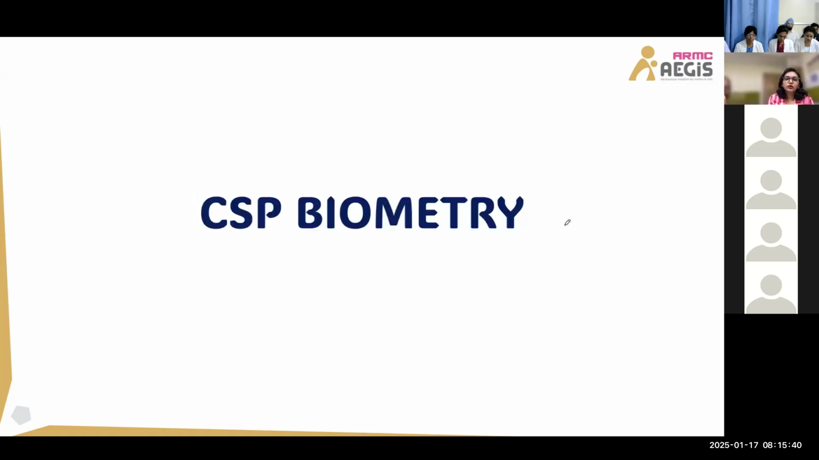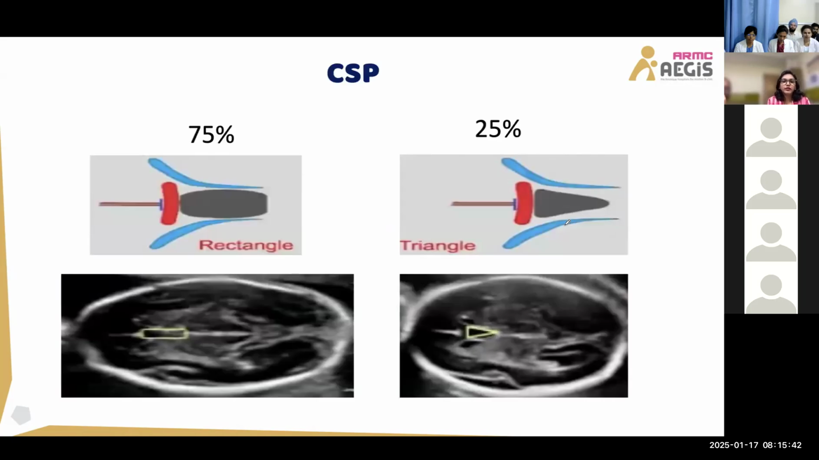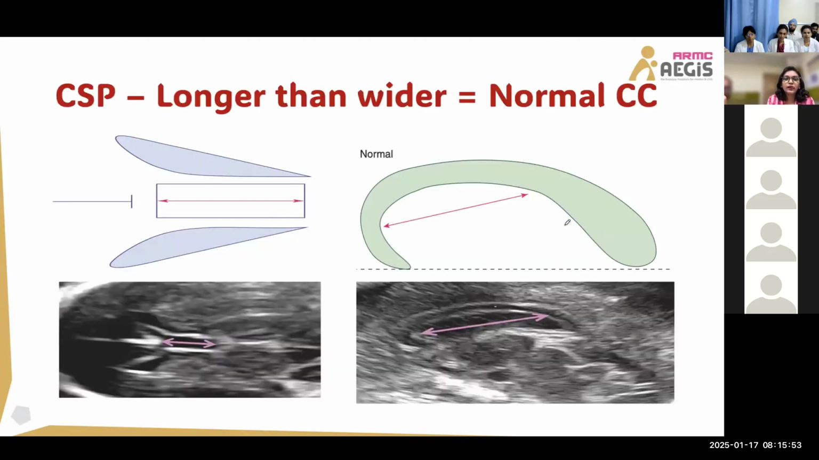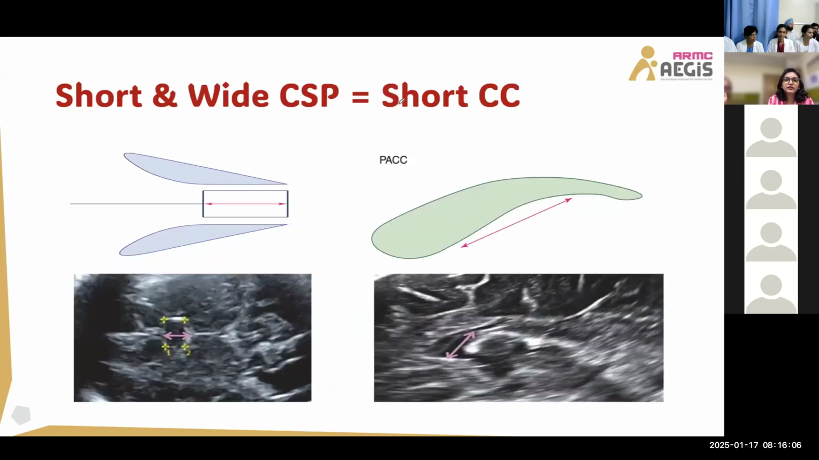Coming on to CSP biometry, in normal individuals, CSP is rectangular in shape in 75% of individuals, and it is triangular in the remaining 25%. The length of the CSP is directly proportionate to the corpus callosal length. In normal individuals, CSP is longer than wider, which means the length is more than the width, whereas in conditions associated with a short CC, the CSP will also be shorter and wider.